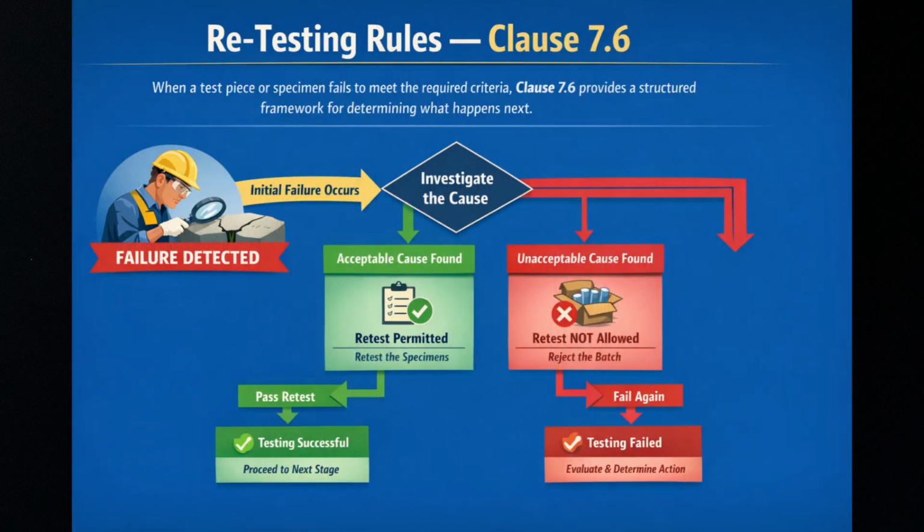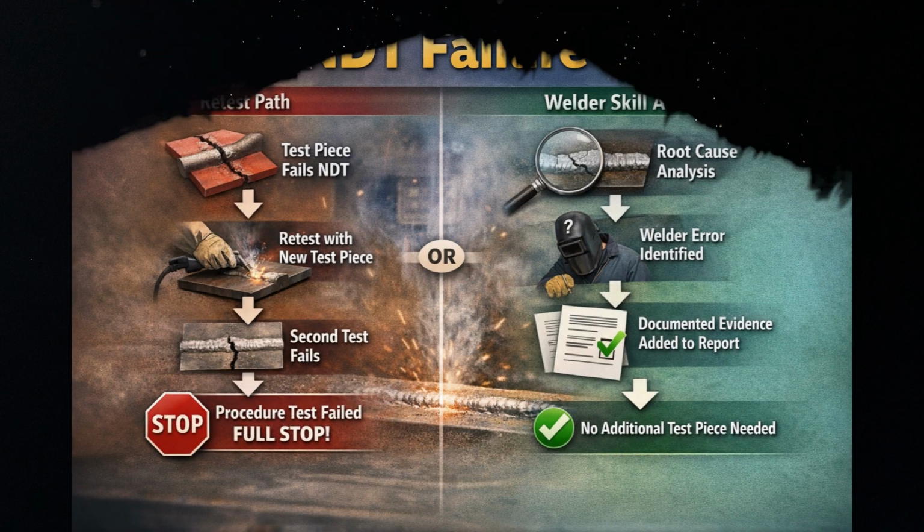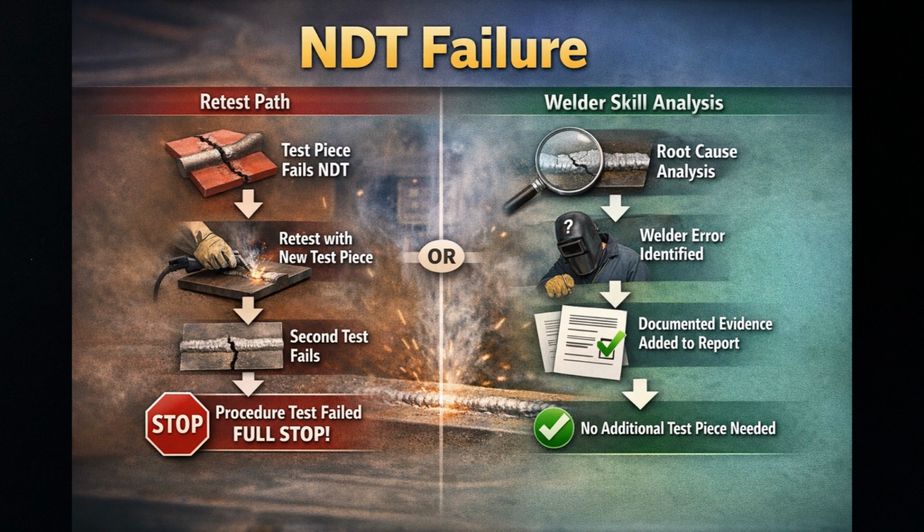Retesting rules, Clause 7.6. When a test piece or specimen fails to meet the required criteria, Clause 7.6 provides a structured framework for determining what happens next. Let us go through this systematically. NDT failure. If the test piece fails to comply with any of the NDT requirements, one further test piece shall be welded and subjected to the same examination. If that additional test piece also fails, the welding procedure test has failed, full stop.